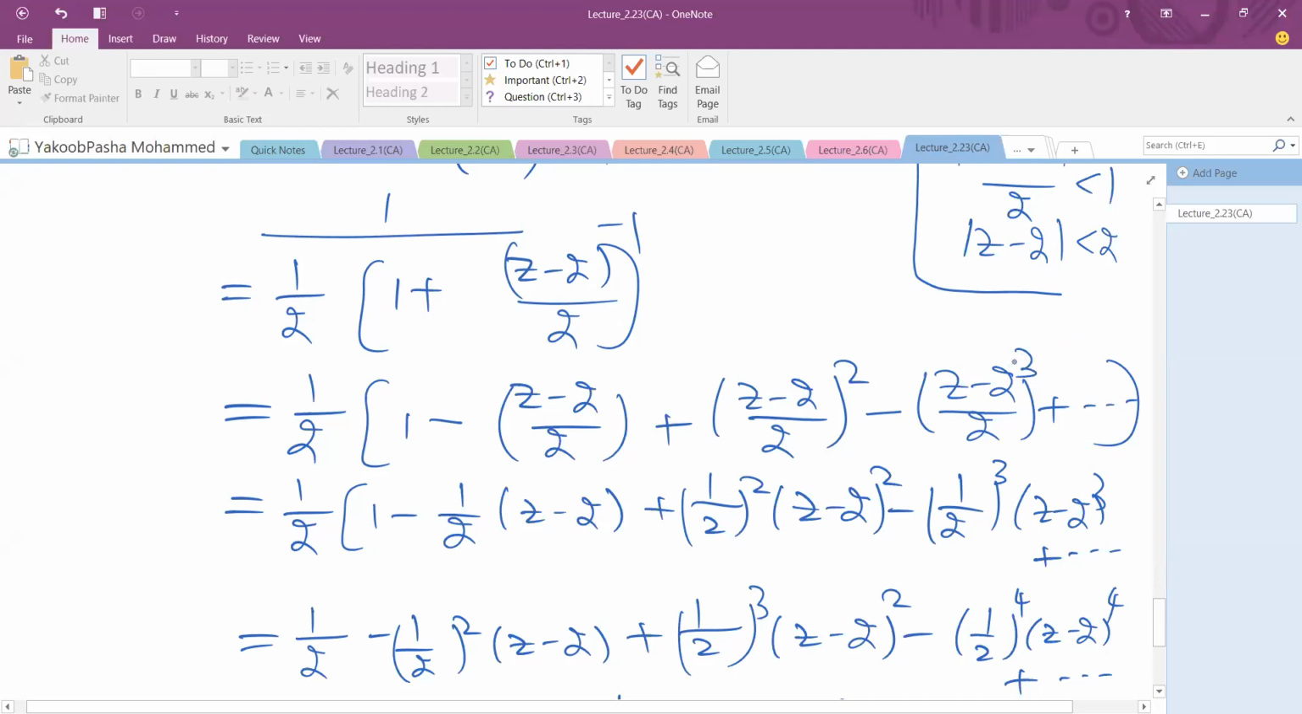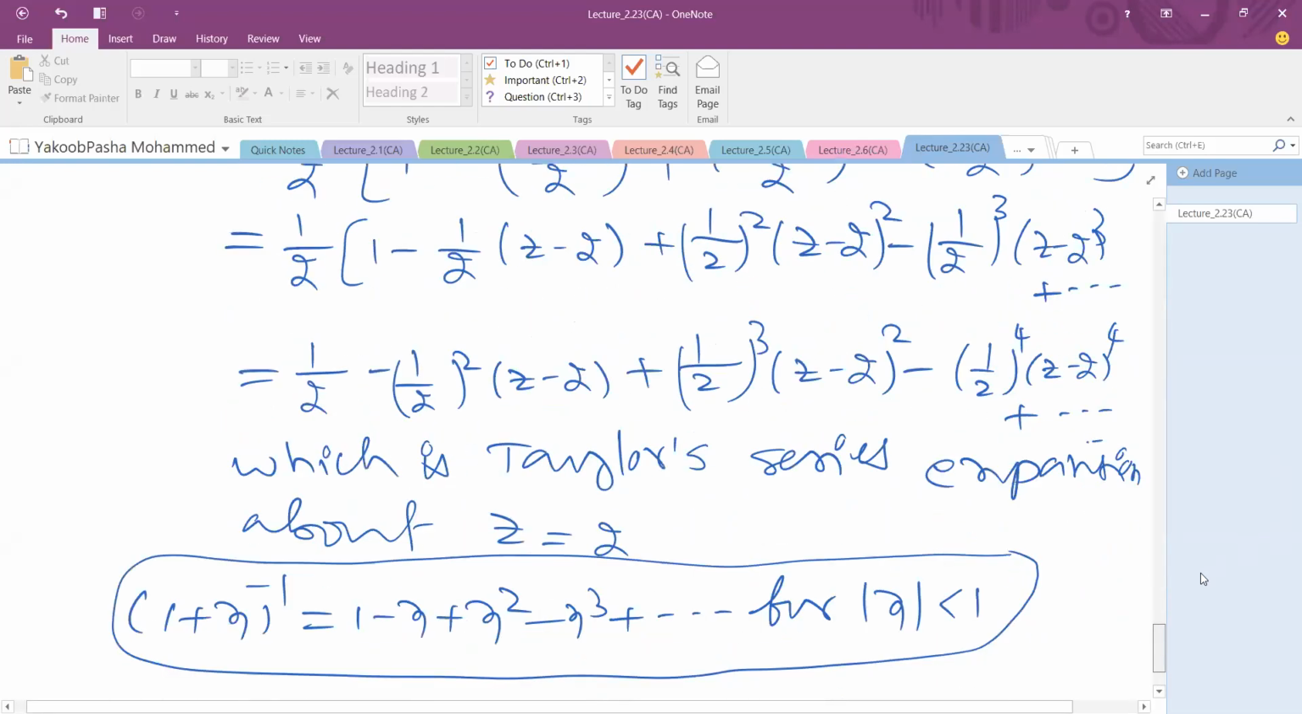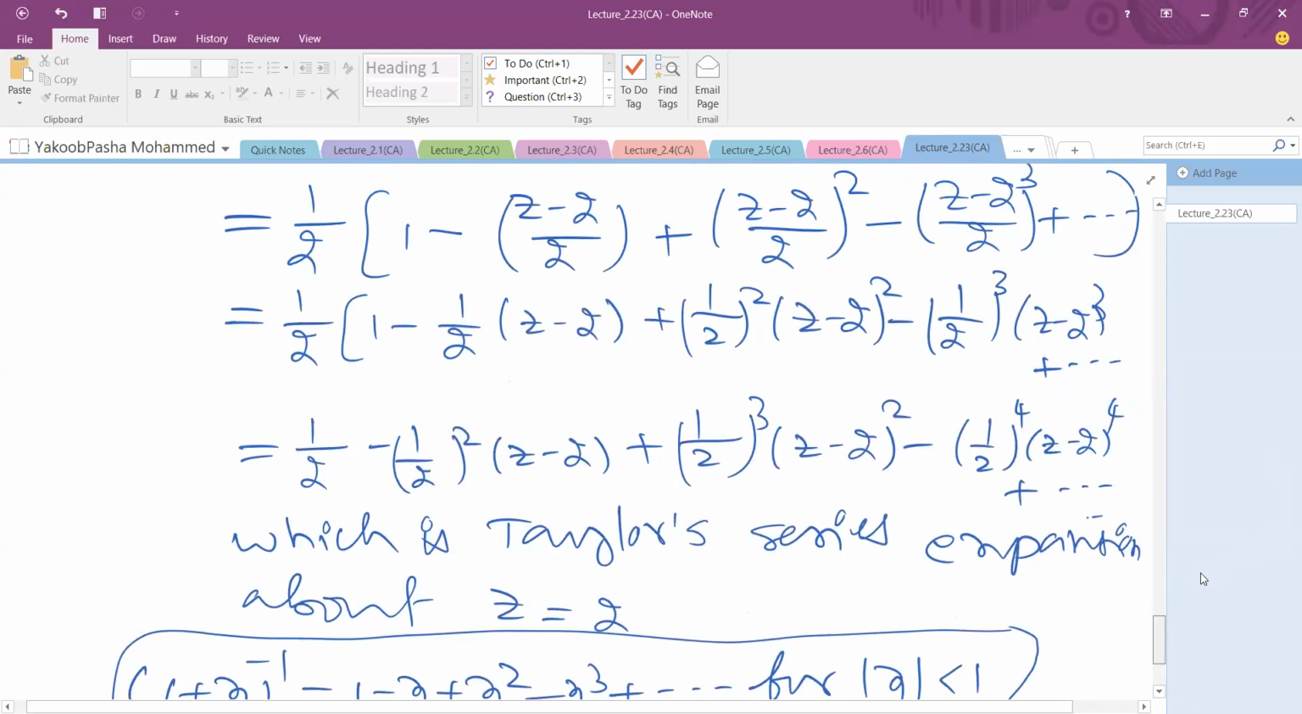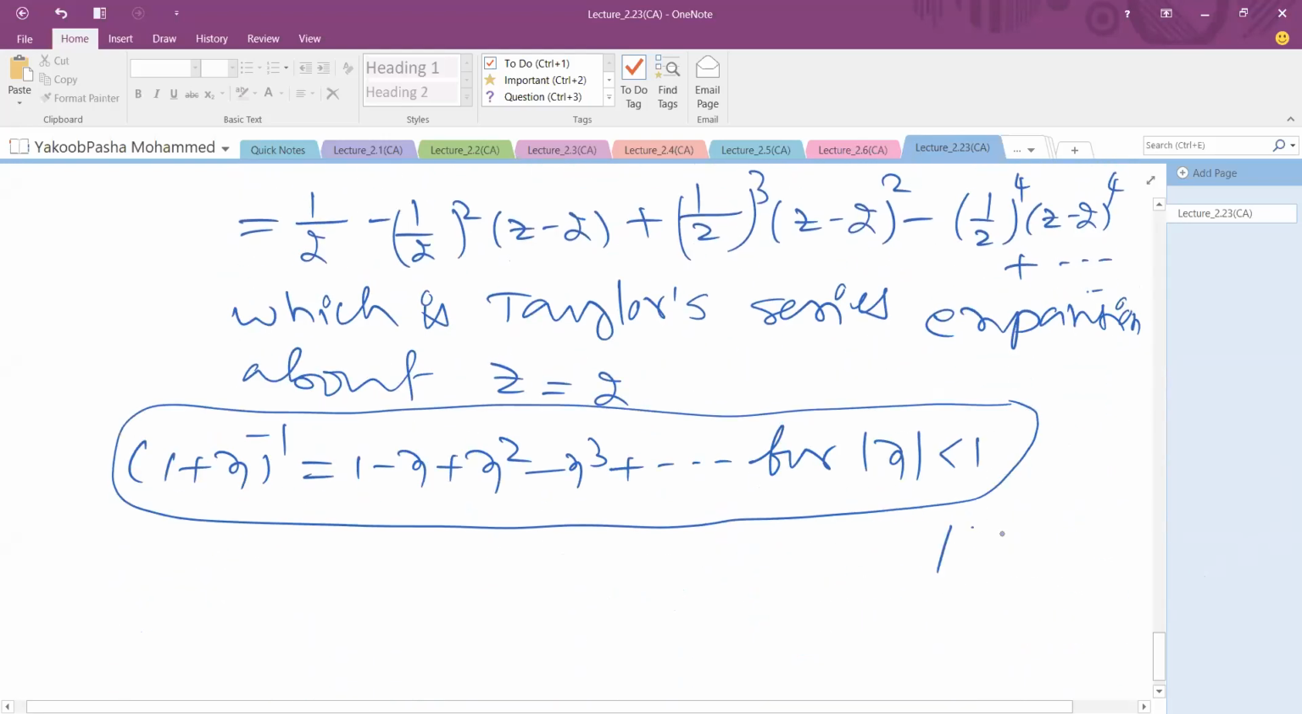Next, for this function we go for the Laurent series expansion. The condition is reversed: modulus of z minus 2 divided by 2 is greater than 1. Actually, modulus of z minus 2 less than 2 means inside or interior of the circle. Modulus of z minus 2 greater than 2 means outside of the circle.